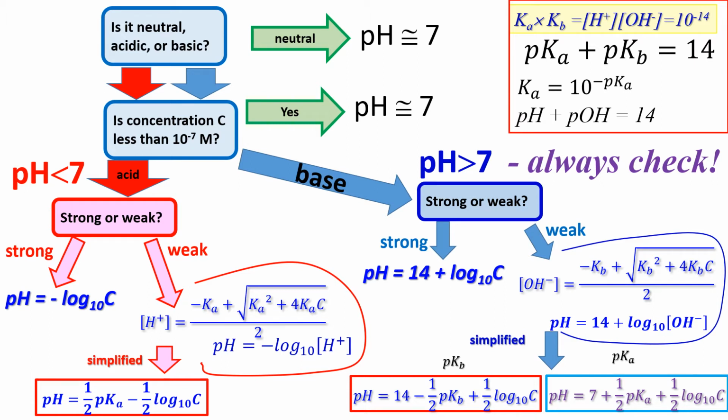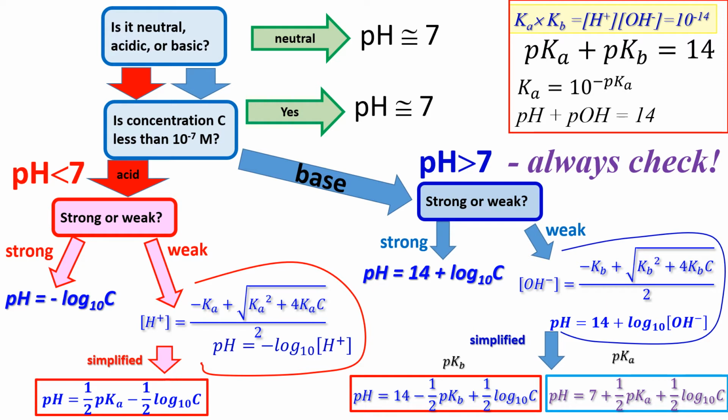Next, if our solutions are basic or acidic, we check concentration. If the concentration of our compound is less than 10 to the negative 7 molar, pH again will be approximately 7. It comes from the fact that in pure water the concentrations of hydrogen ions and hydroxide ions are approximately 10 to the negative 7. In any other case, you need to do calculations.